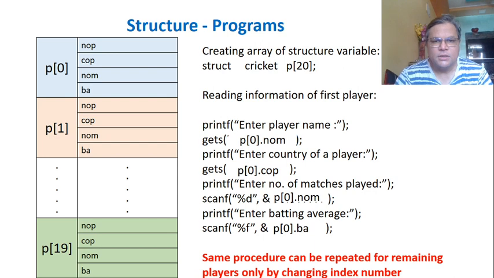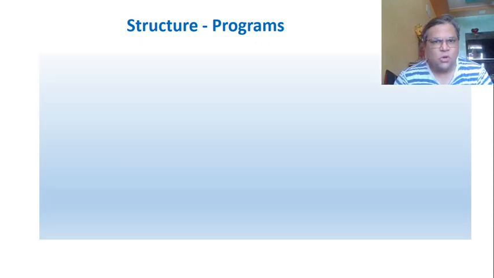Same procedure we can repeat for the remaining players only by changing the index number. That means this procedure I should put inside a for loop, and then this 0 should be replaced by I, where the first value of I will be 0. So I will repeat this process for n players, which is specified by the user. We will do it in a C program very soon. Let us complete all the steps that are required to be performed in this program first. So we'll go to the next part of our program.